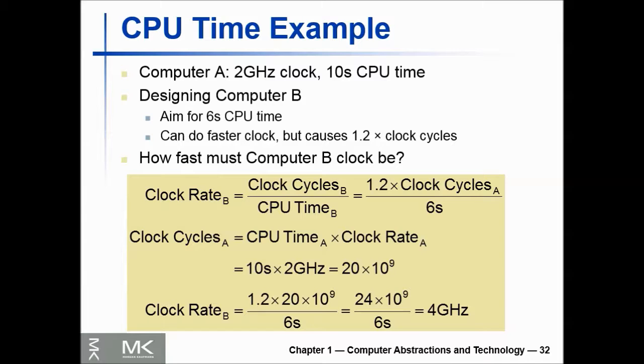So, what clock rate should we tell the designer to target? Let's first find the number of clock cycles required for the program on computer A. That is, CPU time of A is equal to CPU clock cycles A divided by clock rate A. After putting the values, 10 seconds is equal to CPU clock cycles of A divided by 2 × 10^9. After simplifying, we get 20 × 10^9.